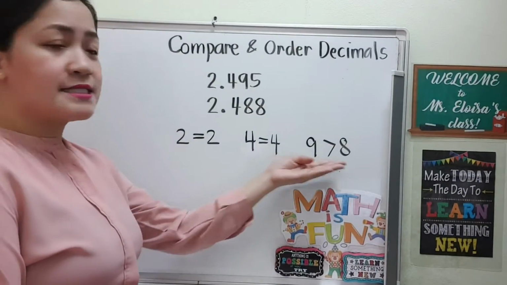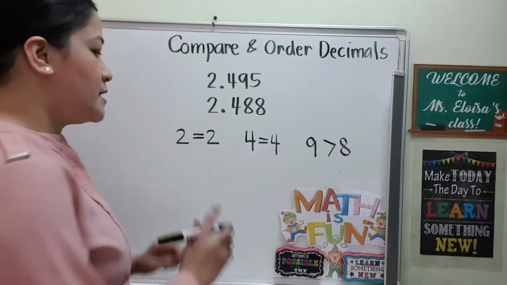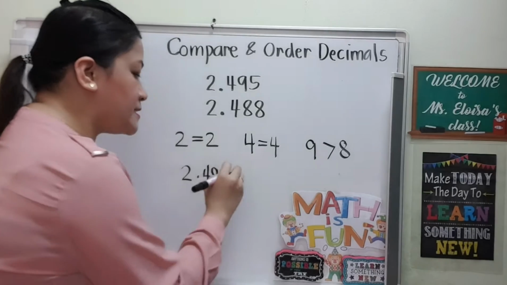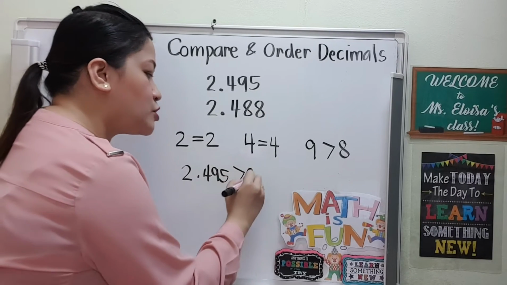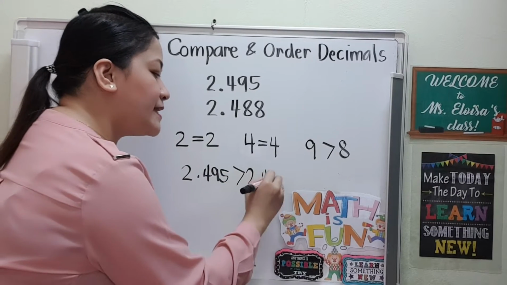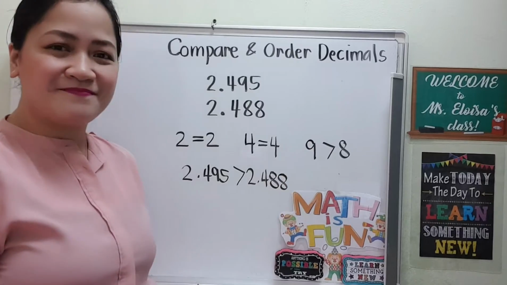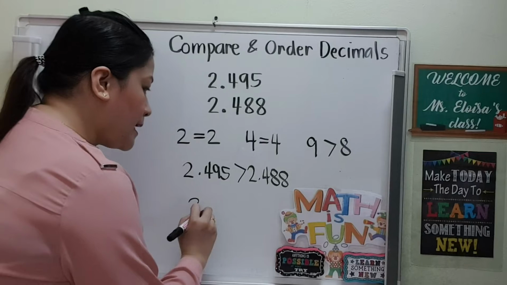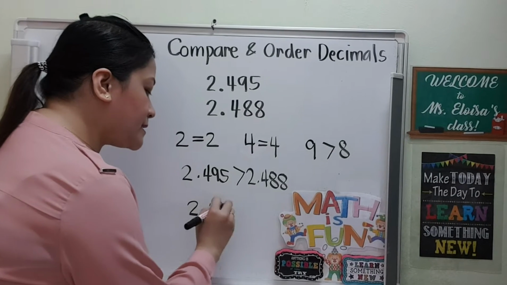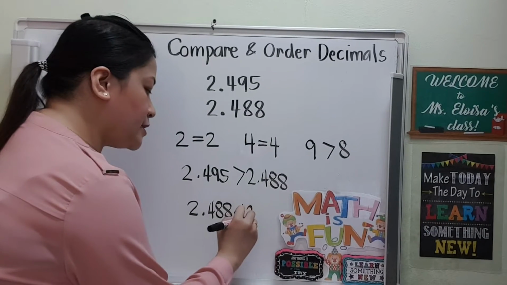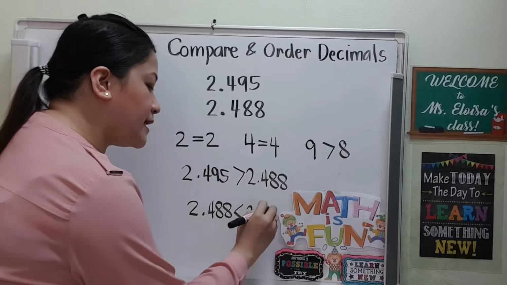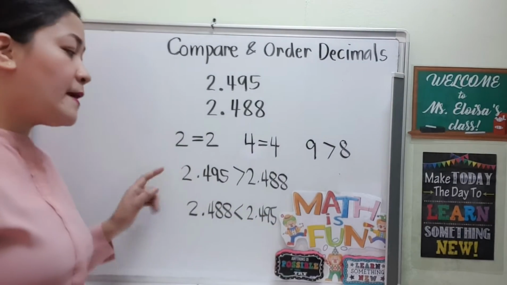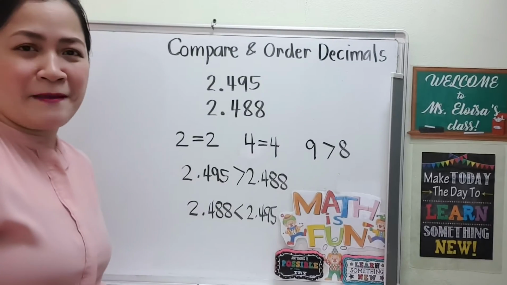Since 9 is greater than 8, then 2 and 495 thousandths is greater than 2 and 488 thousandths. We can also say that 2 and 488 thousandths is less than 2 and 495 thousandths. So we write this in two ways, but they are just the same.